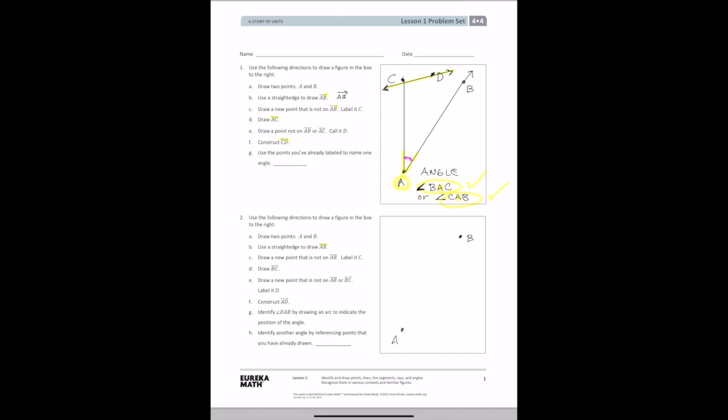So again, I'm going to go ahead and connect those. That's where we're going, right? That's where we're heading. So let's connect those two. Okay, and then C, it says draw a new point that is not on AB, segment AB, label it C. Okay, so how is this different than the previous one? Not so much, but let's try putting C here. Okay, and then D says draw ray BC.